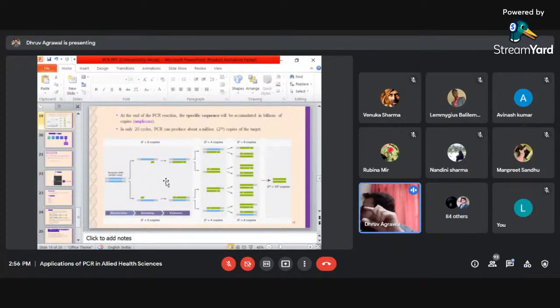Now can you guys do a quick calculation for me? Let us say that initially you had one DNA molecule only, and let us say we have given it 20 cycles. So what will be the number of DNA molecules which you will have at the end?